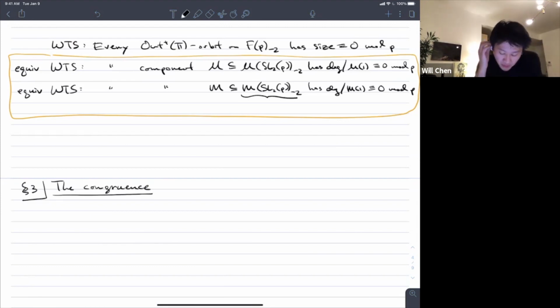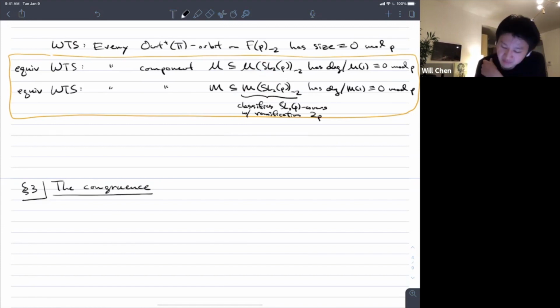So before we continue, I should make a remark. Here, this stack or this scheme classifies SL2P covers of elliptic curves with trace invariant -2. We can translate this trace invariant condition into a condition on the ramification index. And it turns out that it classifies SL2P covers with ramification 2P. Okay, and it turns out it's this P that appears in this ramification index that gives you the congruence.